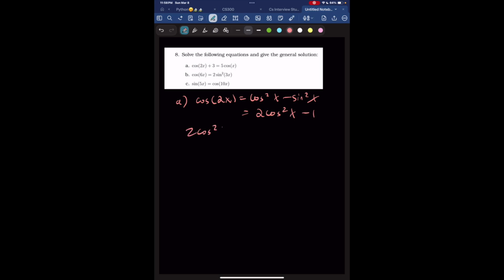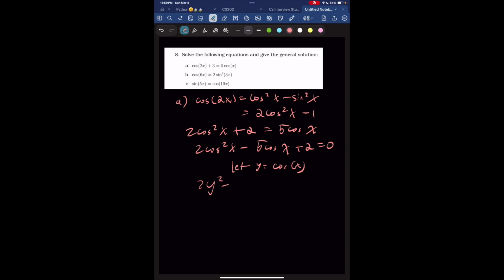Hence 2 cosine squared x minus 1 plus 3, which is plus 2, is 5 cosine of x. Hence 2 cosine squared x minus 5 cosine x plus 2 is 0. If you factorize this, and we let y equal cosine of x, then 2y squared minus 5y plus 2 is 0. Factorizing this is pretty simple. Quick maths, that's y minus 2 times 2y minus 1, right? So that is the factorization of this equation.